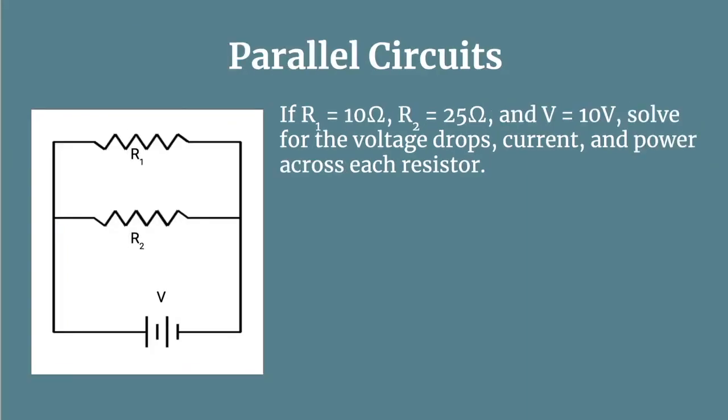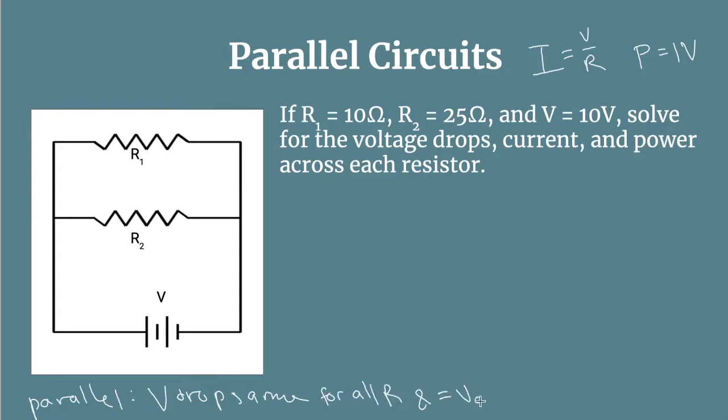So now for another simple example, but this time working in parallel. So we're going to start again just writing Ohm's law up top and P equals IV for reference. We have a 10 ohm resistor, a 25 ohm resistor, and a 10 volt battery. So when we are working in parallel, some of the key ideas here are that the voltage drop is the same across all resistors, and that it's equal to the voltage of the battery. We also know that the current across the branches sums to the total current.